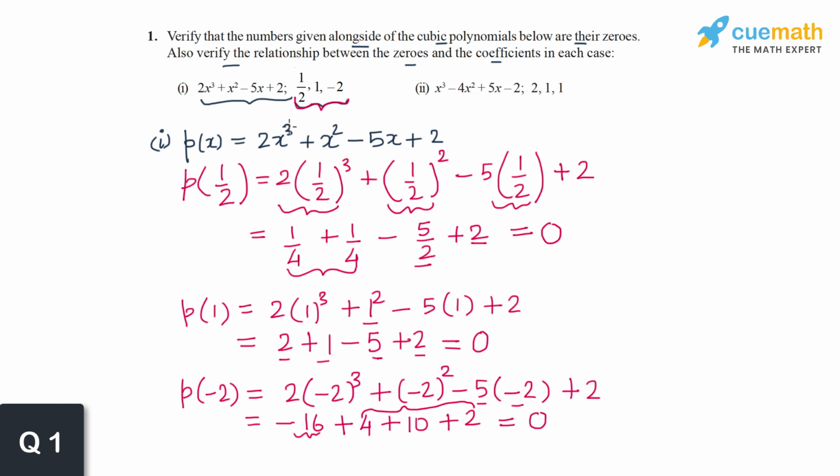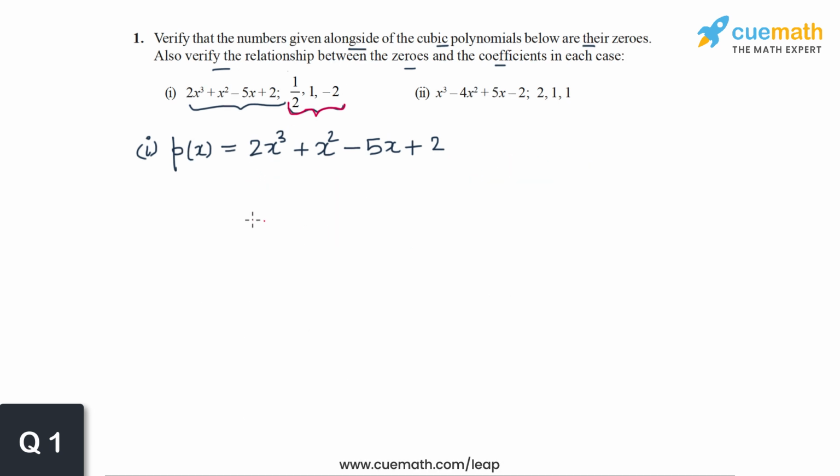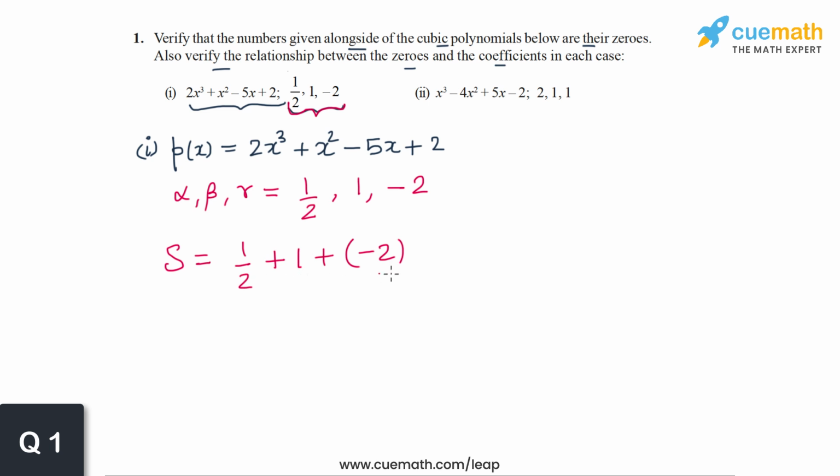Now let's confirm the relationship between the zeros and the coefficients. So the zeros of p(x) are alpha, beta, gamma. These are half, 1 and minus 2. So we have just confirmed that each of these three numbers is a 0 of p(x). Now let's first find the sum of the zeros. So from the zeros themselves, the sum should be half plus 1 plus minus 2. So this is equal to half plus 1 is 3 by 2, and 3 by 2 minus 2 is equal to minus half.